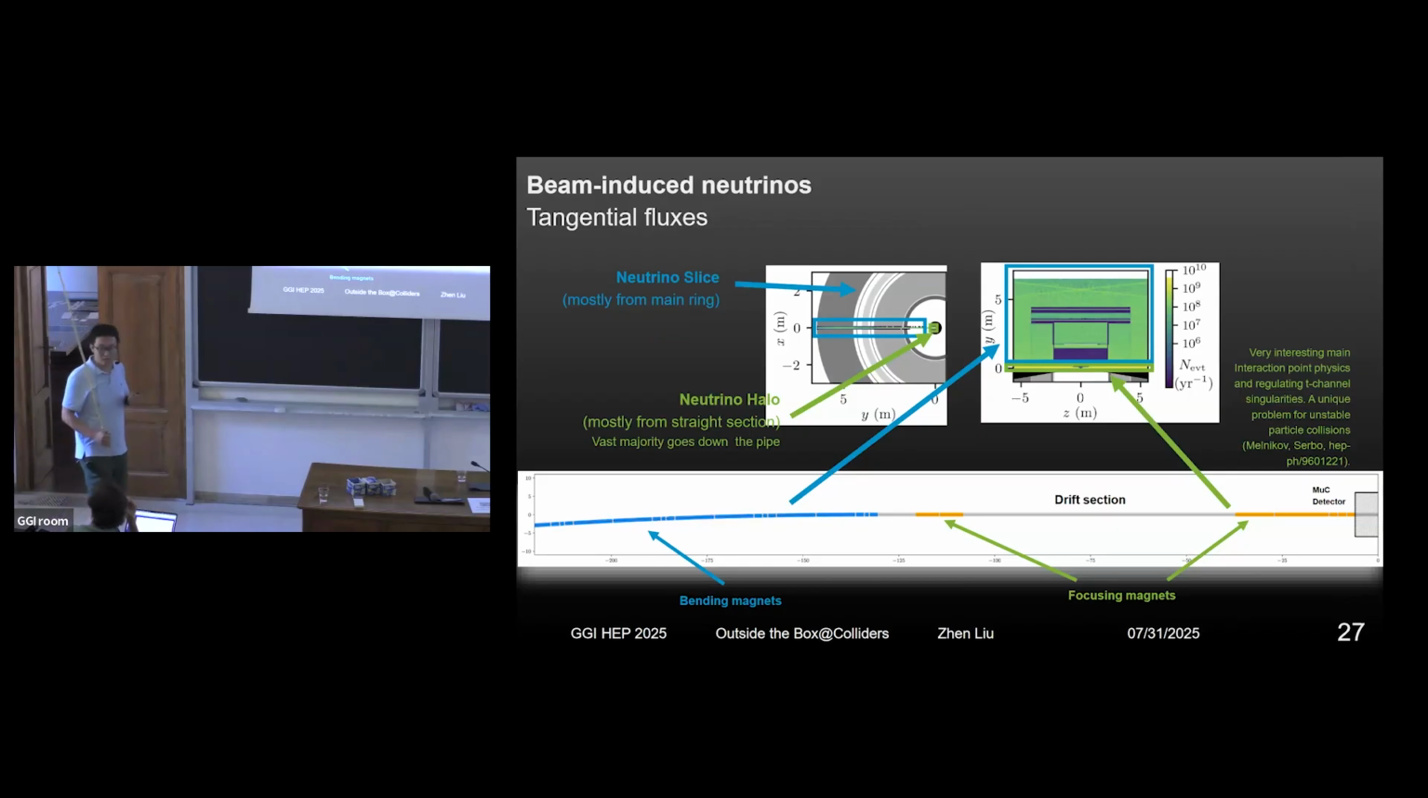10 to 20 to 30 kilohertz. Sorry, maybe my number is wrong. Larry, what's the collision rate? 3 kilohertz, not 30 kilohertz. 30 kilohertz crossing rate.